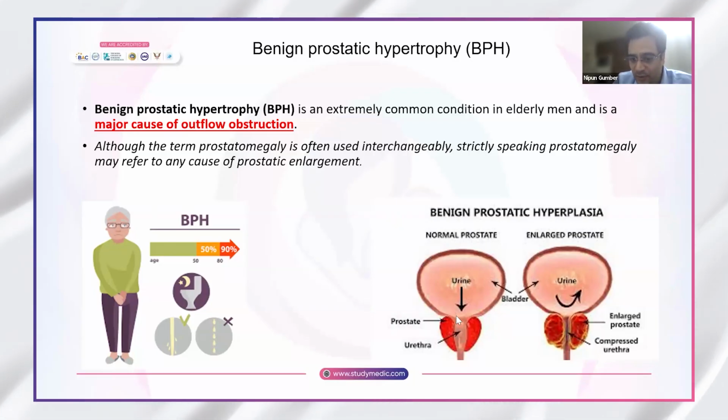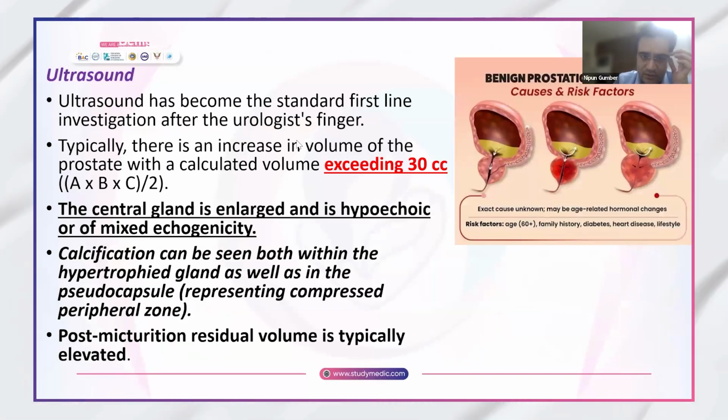This is the normal prostate and the urethra. So when there is a benign prostatic hyperplasia, you can see that the urethra is compressed, which results in increased frequency of micturition. Ultrasound has become the standard first line investigation after the urologist's finger examination.